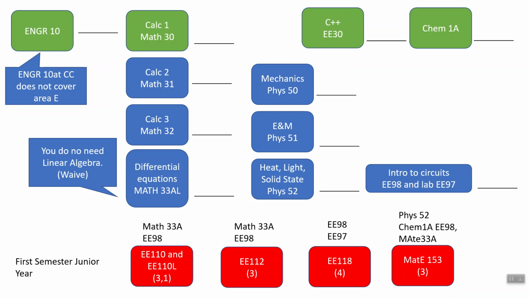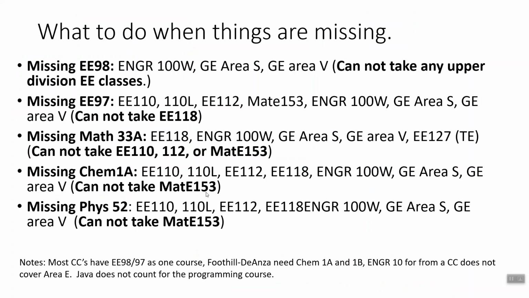Now, I'm going to be sending this out in an email, but here's a quick way to determine what you can and cannot take. I'm just going to walk you through it a little bit. If you're missing your circuit analysis course, and that's the only thing you're missing, you can take 100W, some GE areas, but you can't take any upper division EE classes. If you're missing 97 only, here's the courses you can take, and then in bold, what you can't.